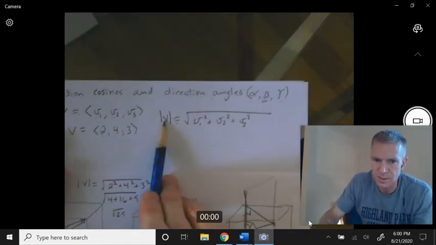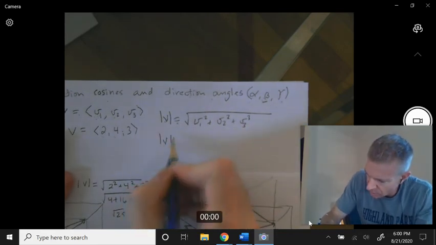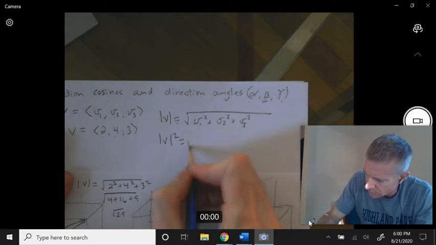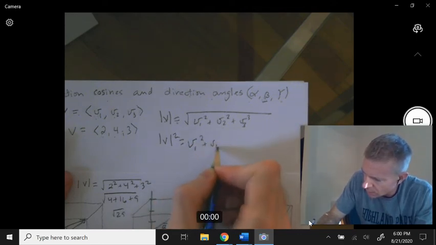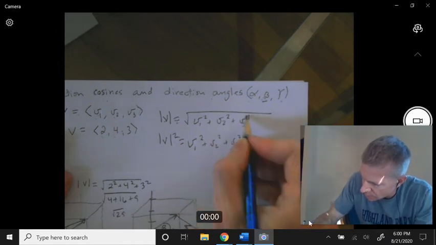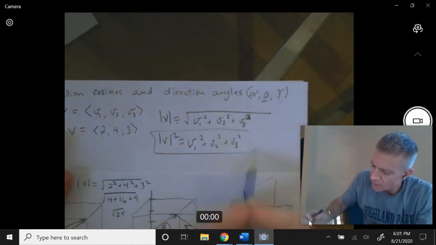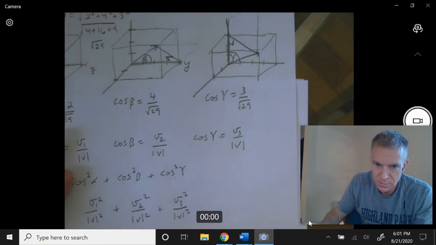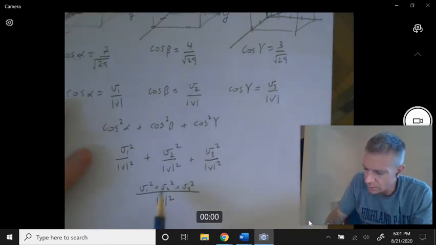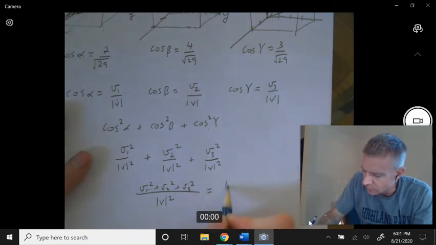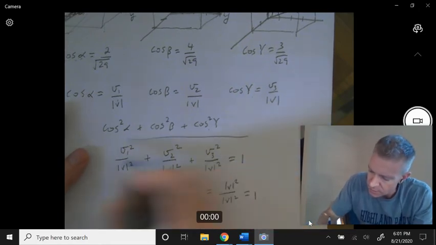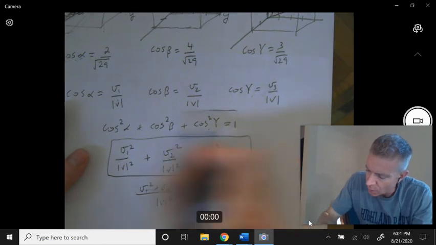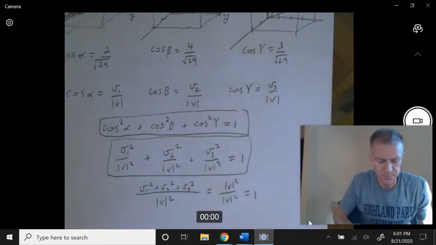All right, let's go up here where we just talked about this. The magnitude of v is this thing, so the magnitude of v squared is equal to, getting rid of the square root, v1 squared plus v2 squared plus v3 squared. Oops, sorry, that should be a square. So if we replace what is in our numerator with this, it's just equal to the magnitude of v squared divided by the magnitude of v squared, and that's equal to 1. So this is always true about your direction cosines.